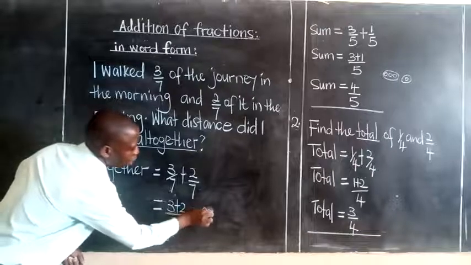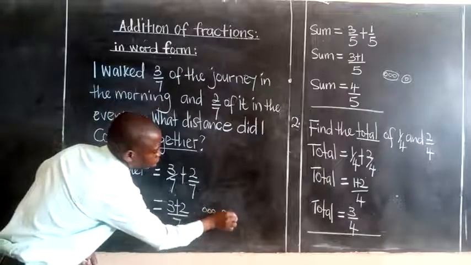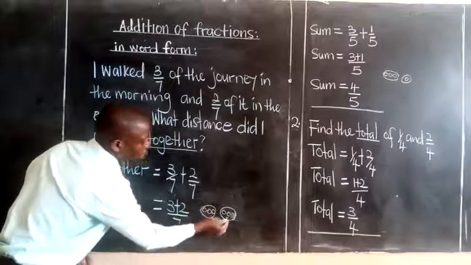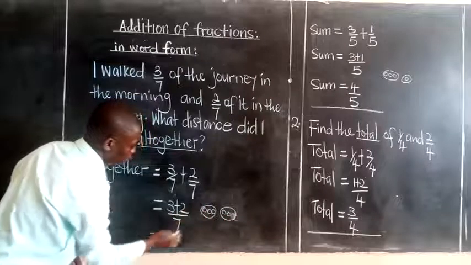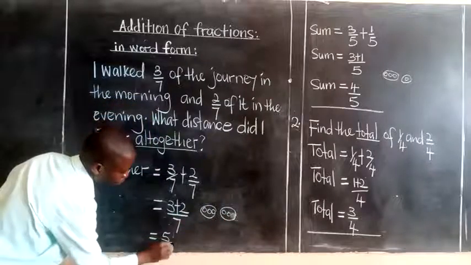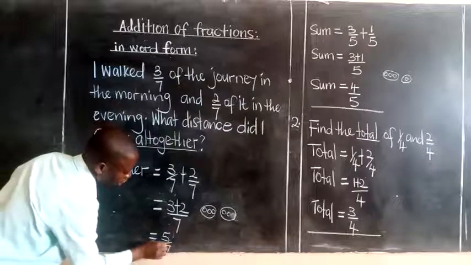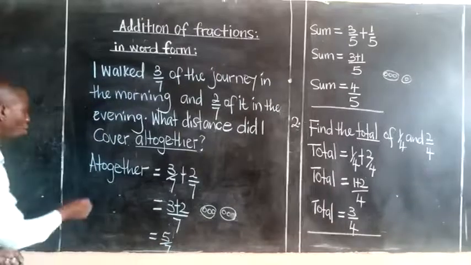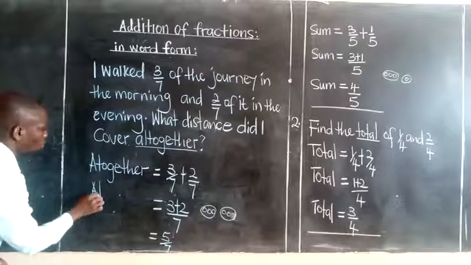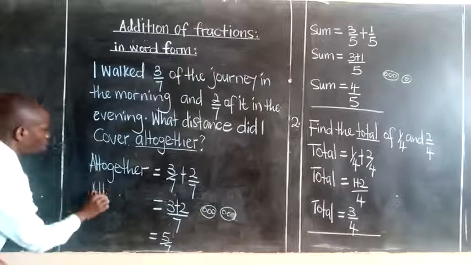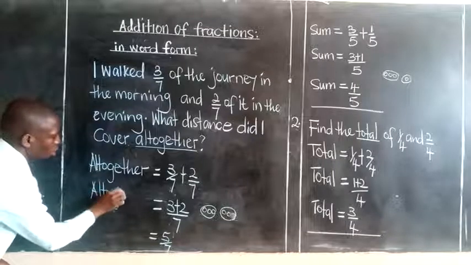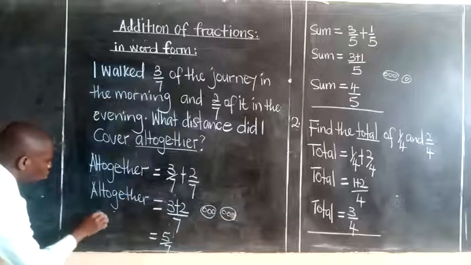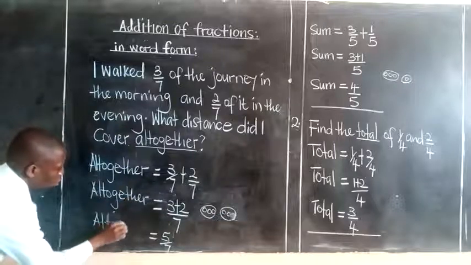When you add 3 and 2, you will end up getting 5. 1, 2, 3, 4, 5. So it is 5 out of 7. Our answer is 5/7. So all together, you maintain that word. This is all together.